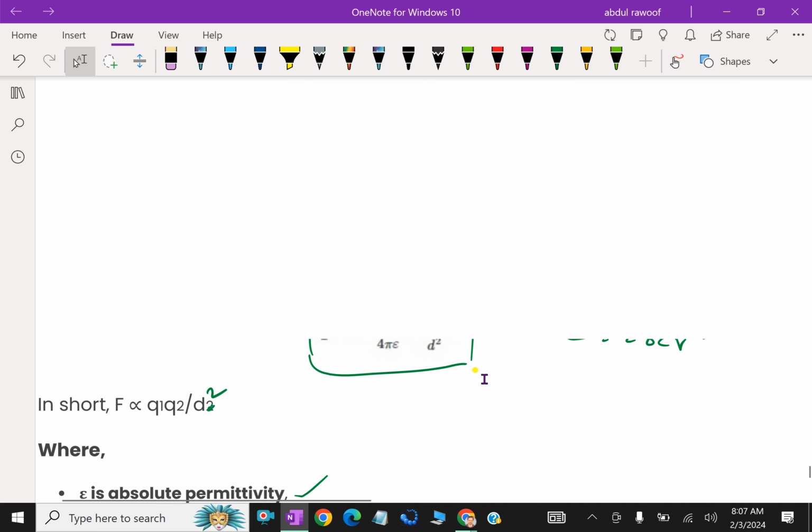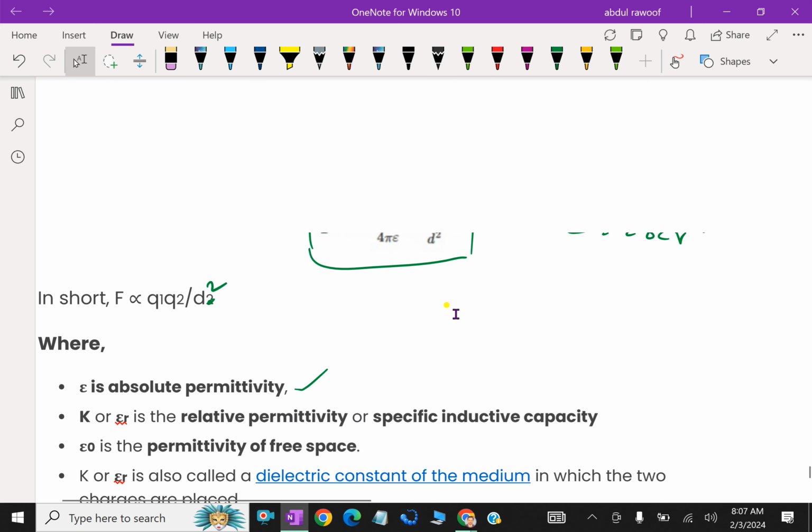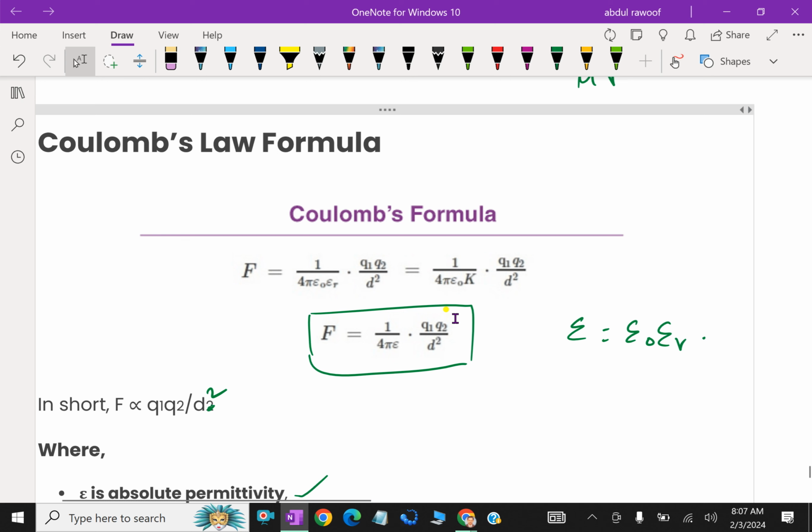So far we have discussed a little about Coulomb's law of magnetic force and its form also.